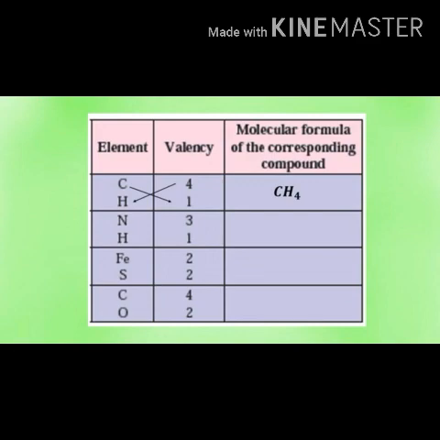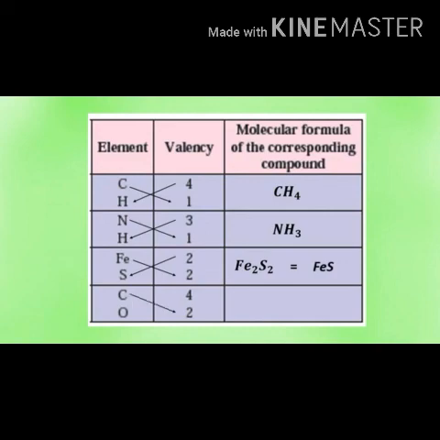Second is nitrogen and hydrogen. Valencies are 3 and 1 respectively. Cross multiplying N by 1 and H by 3 we will get NH3, that is ammonia. Next is Fe, iron, and S, sulfur. After cross multiplying both by 2, we get Fe2S2. So, divide it by 2. After dividing it by 2, we will get FeS, ferrous sulfide.